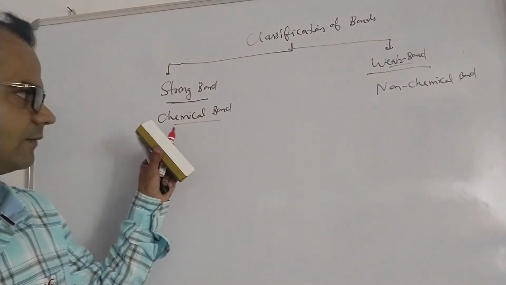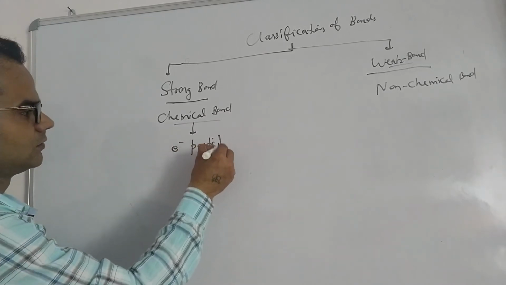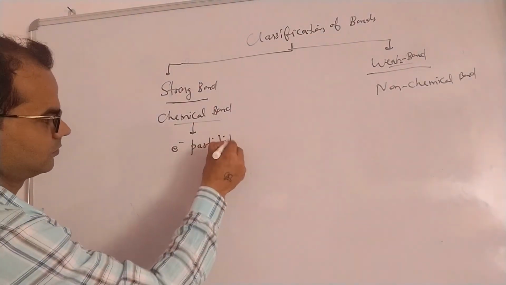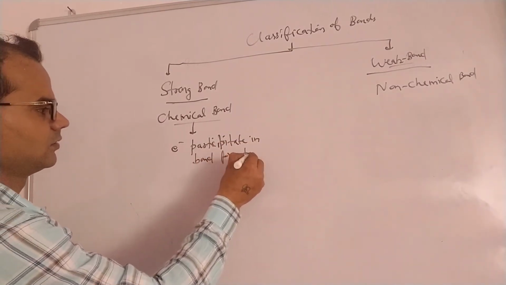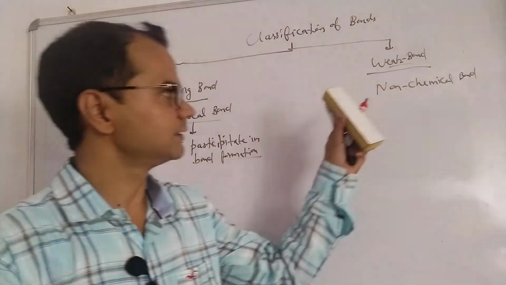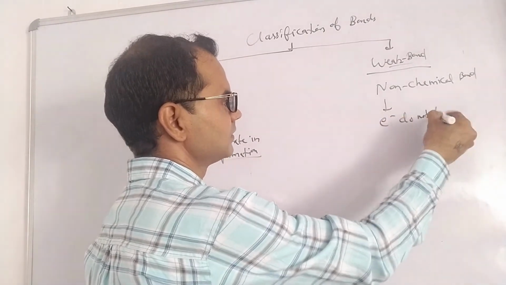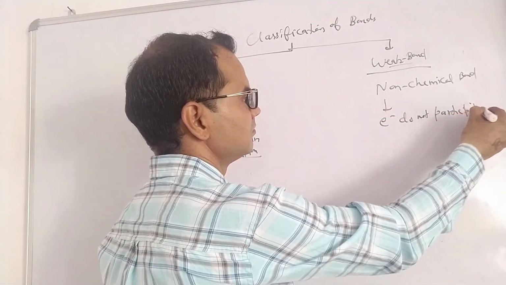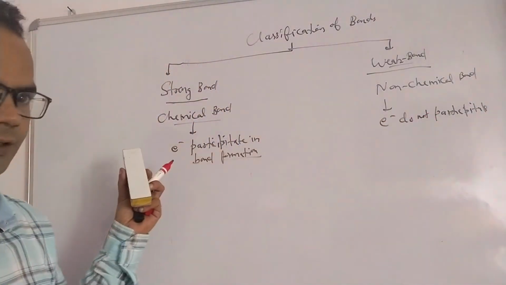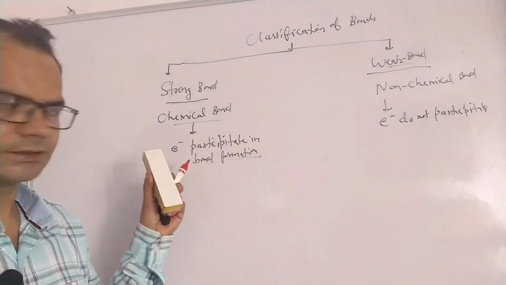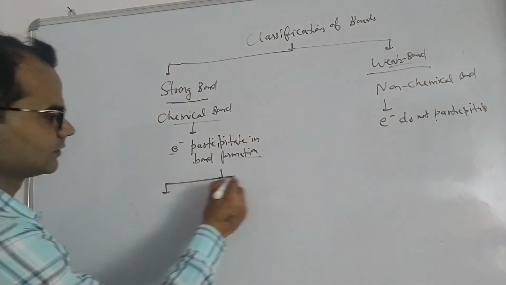Why it is considered as chemical bond? Because electrons participate in bond formation. And why it is a weak bond? Because electrons do not participate. Weak attractive forces are present only here. Strong electrostatic force present. On the basis of presence of electrons, these bonds are of 4 types.